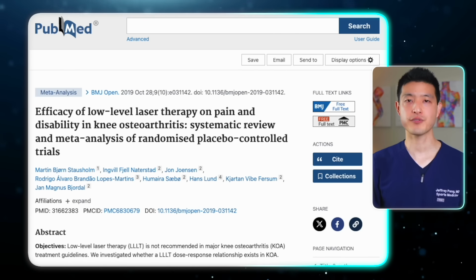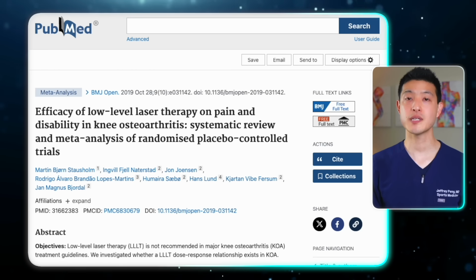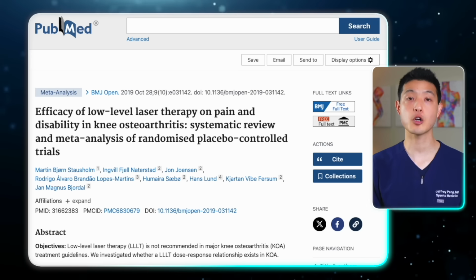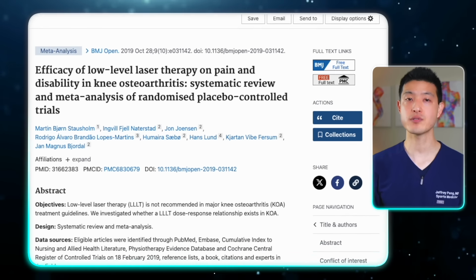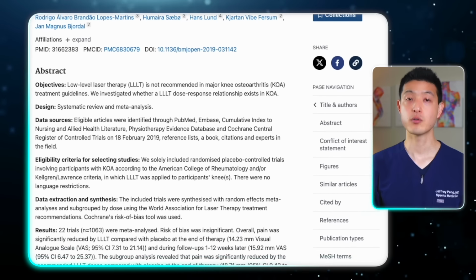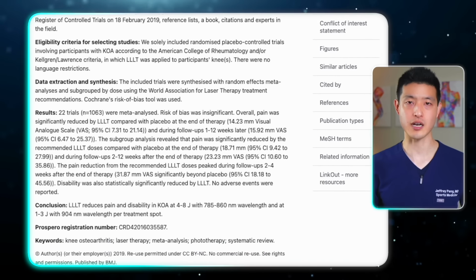A systematic review and meta-analysis examining knee osteoarthritis found that low-level laser therapy was more effective than a placebo in reducing pain and enhancing function, with the benefits growing over time. This indicates that laser therapy can offer immediate pain relief as well as sustained improvements in managing pain.